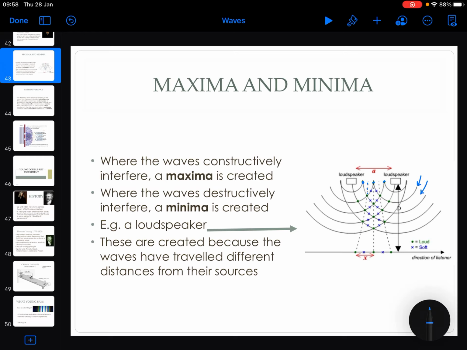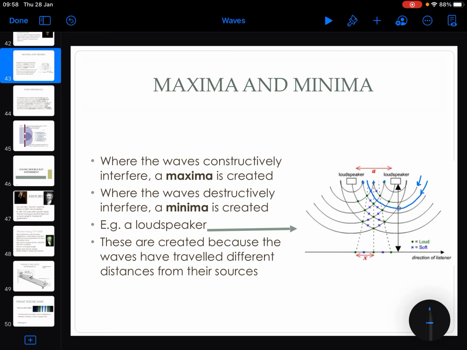On this section here, you've got the peak of a wave meeting the trough of a wave. So you've got the peaks coming from the loudspeaker on the left and the trough being provided by the loudspeaker on the right. So everywhere on that blue line will be destructive interference. It'll be quite quiet.